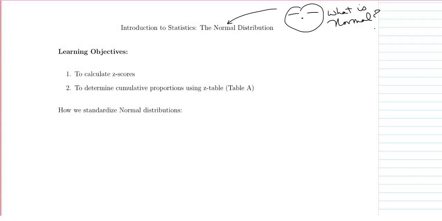In another video, we learned how to define the normal distribution, and we attempted to be more comfortable with the total area underneath, as well as how the normal distribution changes when sigma is a different magnitude. In this video, we'll learn how to calculate z-scores, and we'll learn how to determine the cumulative proportion using the z-table, or table A.